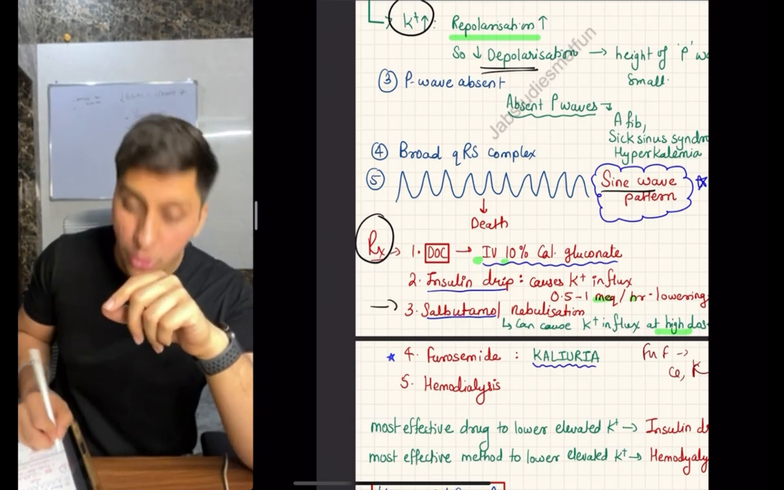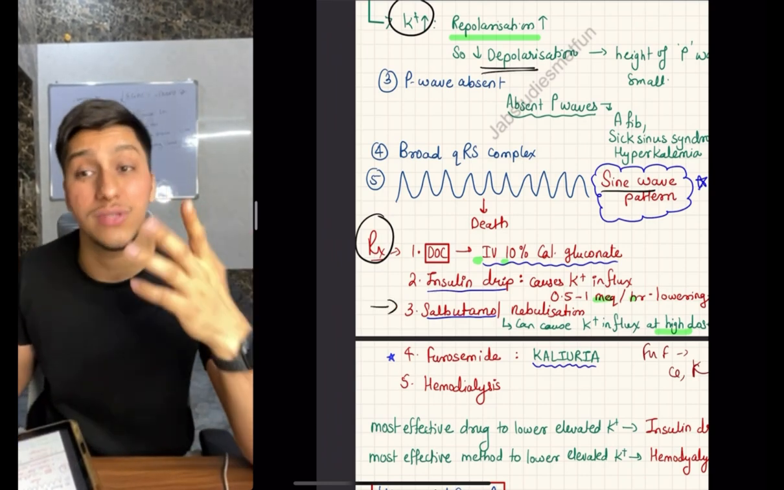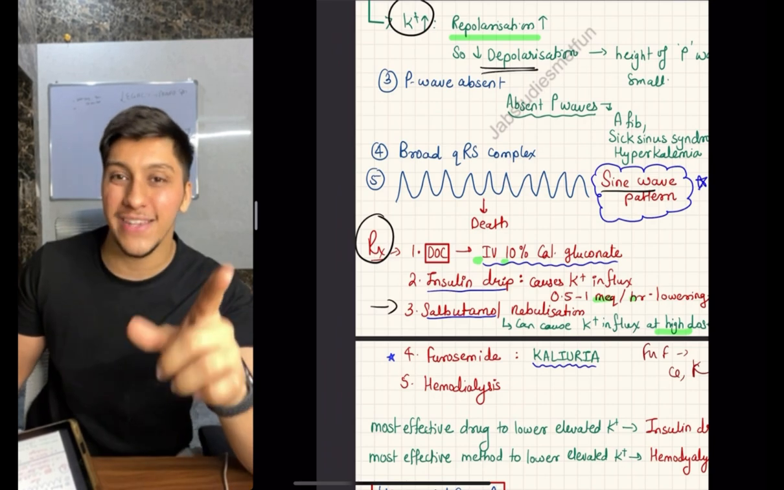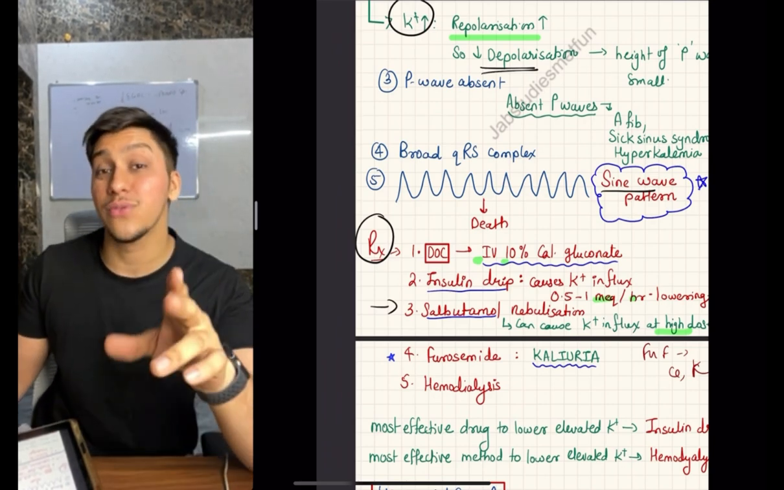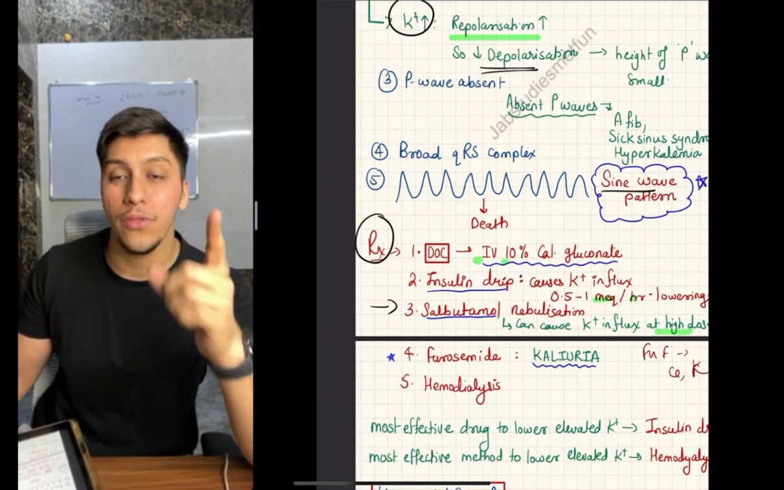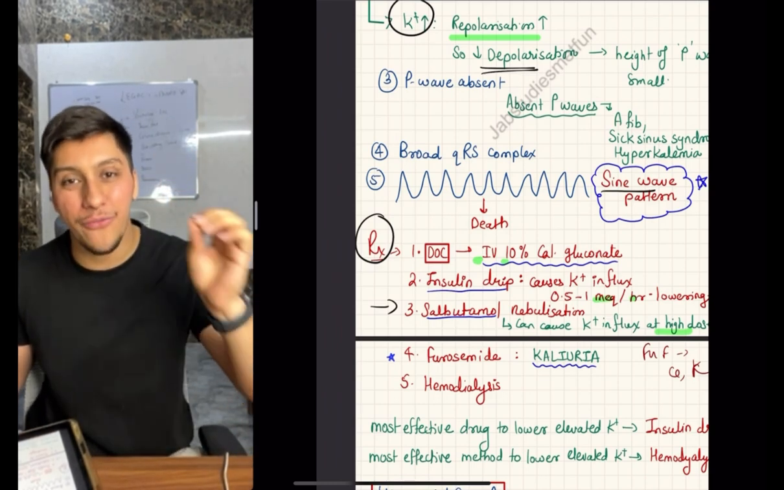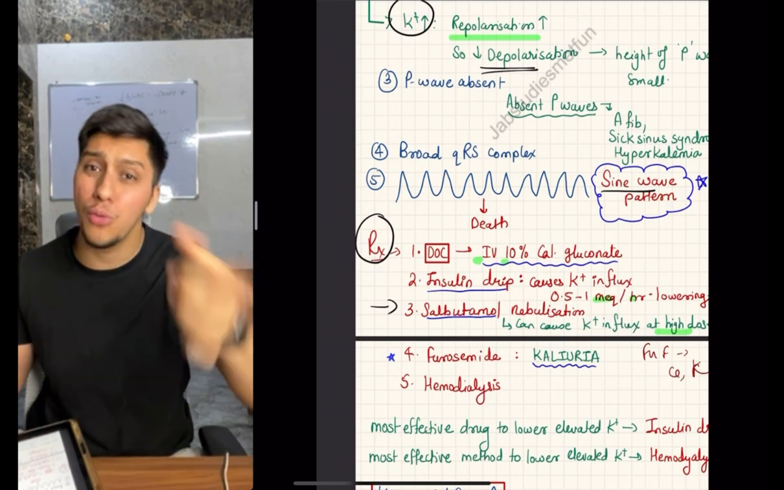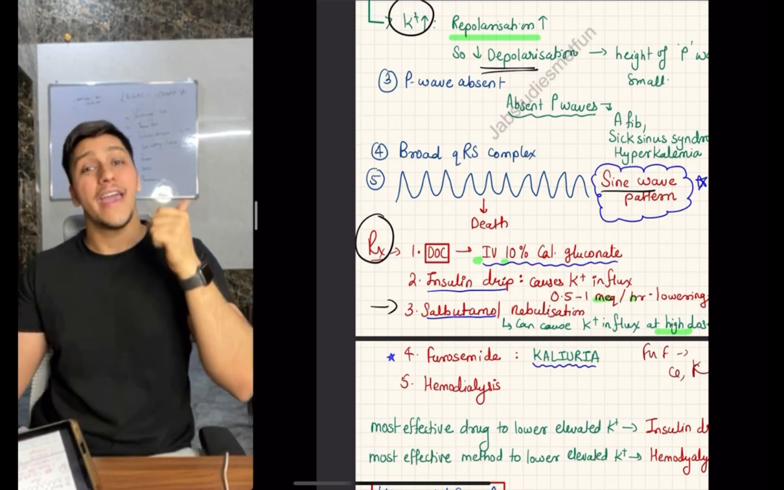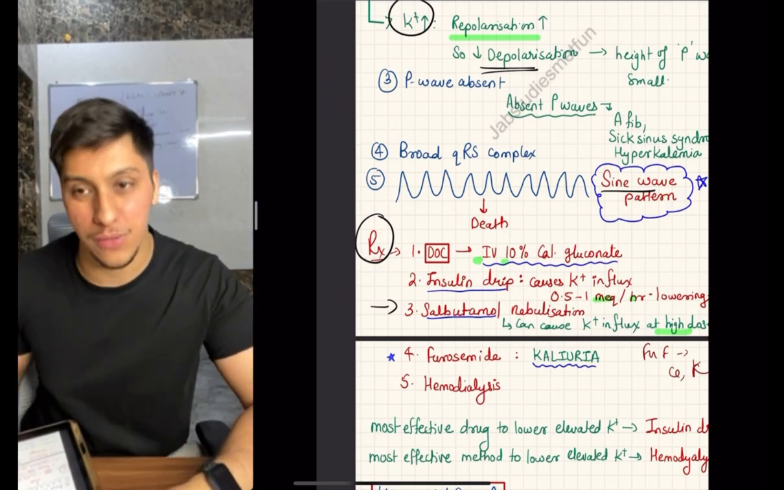You will have salbutamol nebulization. Okay, in a higher dose it does cause effect. Furosemide, again remember furosemide, a very important drug. It is a loop diuretic, so that is why it causes excretion of potassium. So how I remember it is furosemide, F for furosemide, F for flow out. So flow out calcium and potassium. So both in case of hypercalcemia and hyperkalemia you can use furosemide.